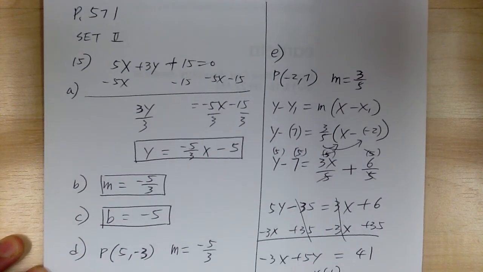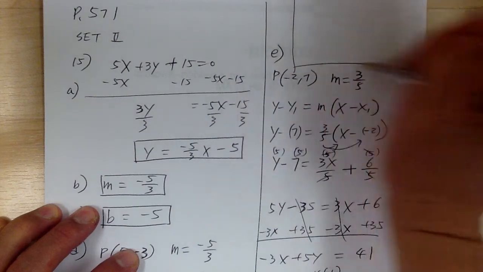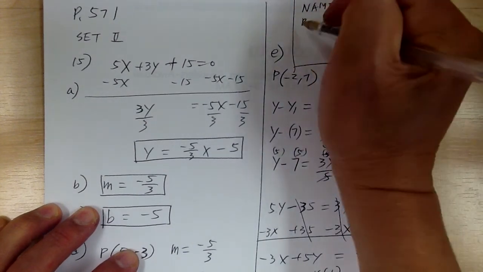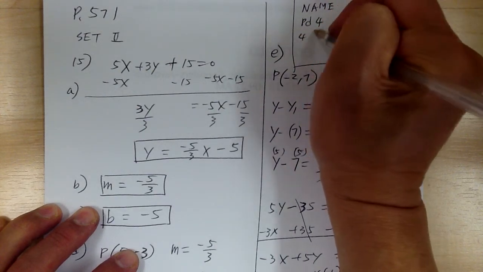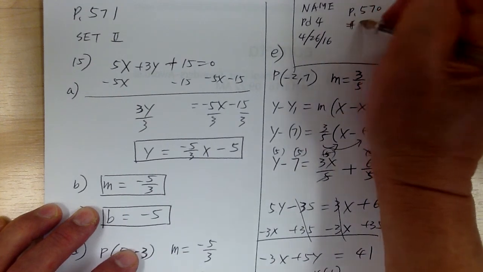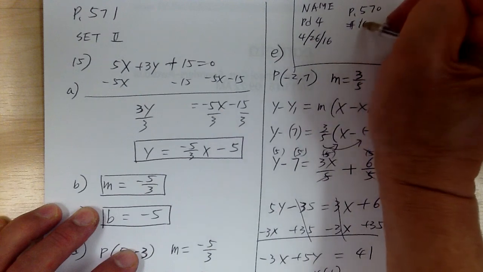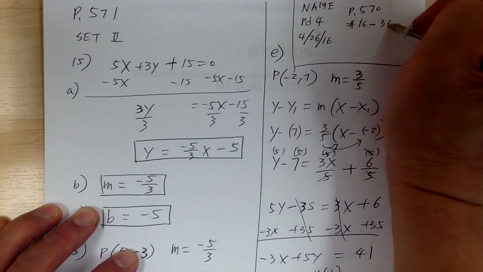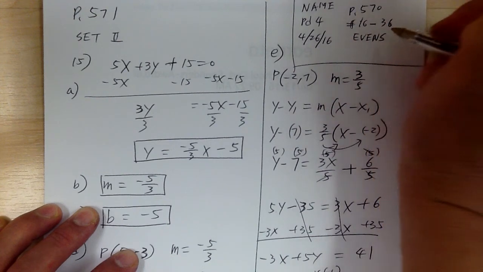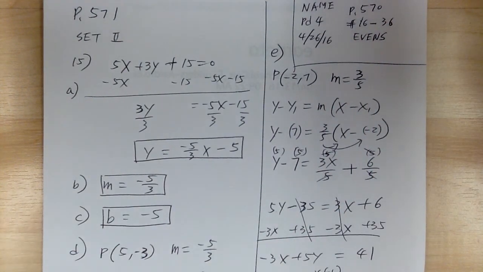Let's do some practice. Right now you just do 16, 18, 20, and 22 for now. Again, we're doing one section at a time.